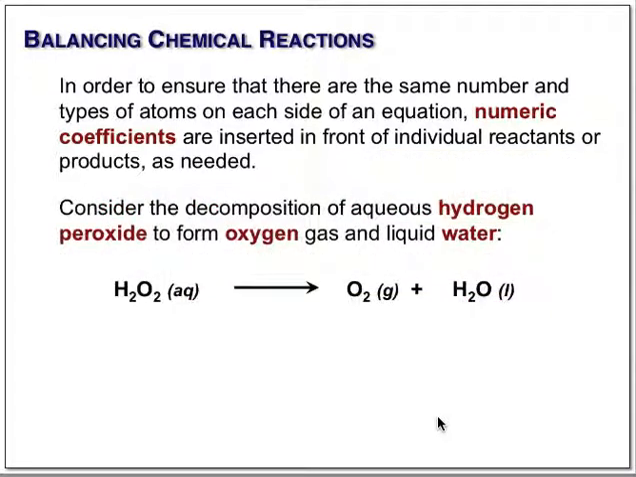Now, if you're given an equation and it's not balanced, what you have to do is simply insert numeric coefficients so that it winds up with the same numbers and types of atoms on both sides. Here we have the decomposition of hydrogen peroxide. We have 2 atoms of oxygen on this side, and we have 1, 2, 3 atoms on this side.